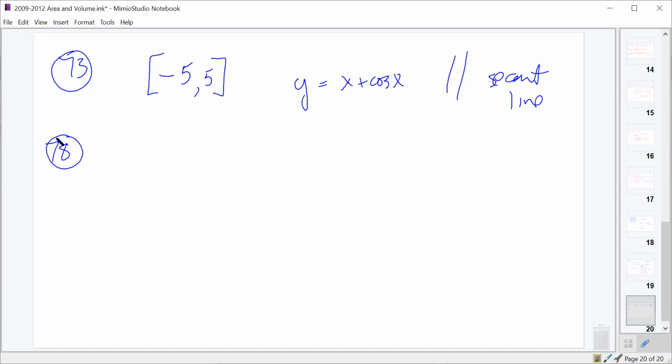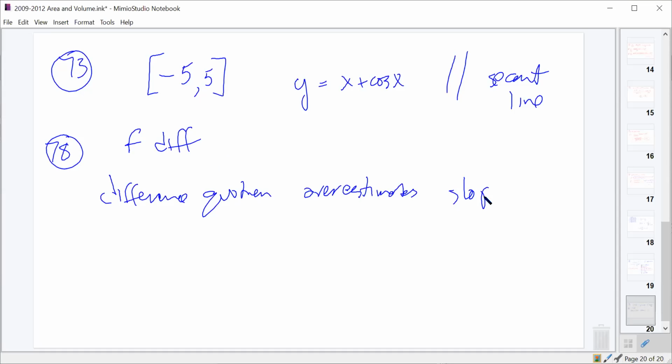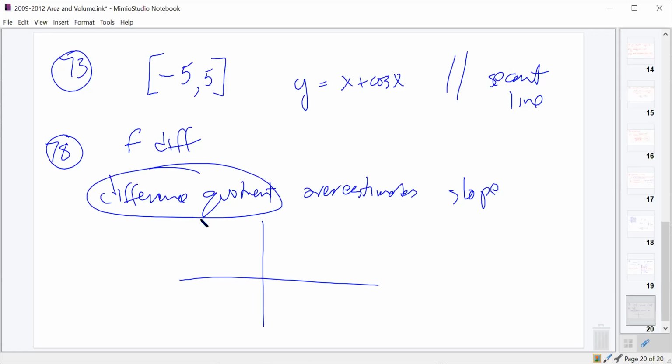Oh, it is 78, asking us if f is differentiable and difference quotients overestimate the slope of f. So f is differentiable, but a difference quotient overestimates the slope. Which of these many things must be true? Let's just sketch a quick graph. What's the difference quotient? The difference quotient is not the limit as h approaches 0 of the difference quotient, but just the difference quotient itself. This is just the slope of a secant line through the function.